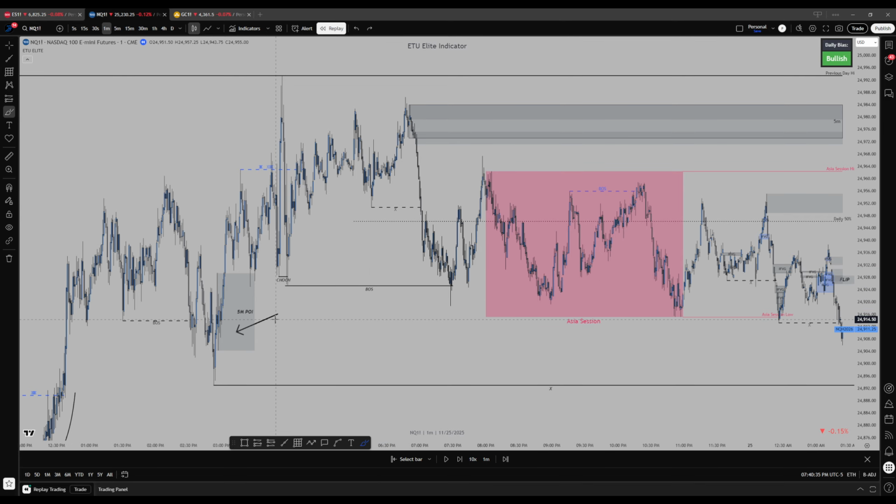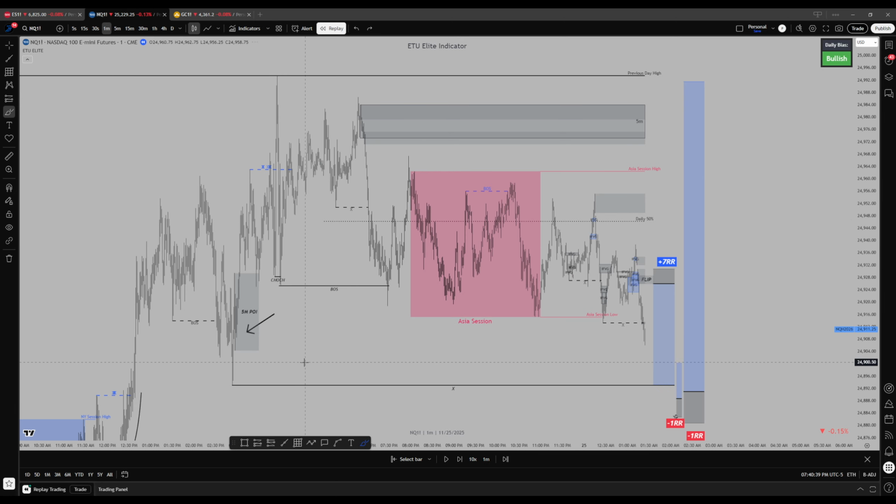Now, if this low gets taken, but you do see something unmitigated, I'll be looking for longs here, no problem. However, because this is fully mitigated, you'll be looking for shorts. Does this make sense? All right, if this makes sense, let's keep moving.